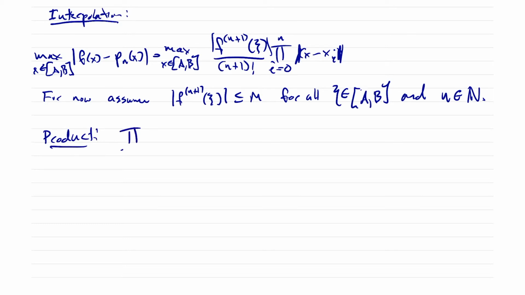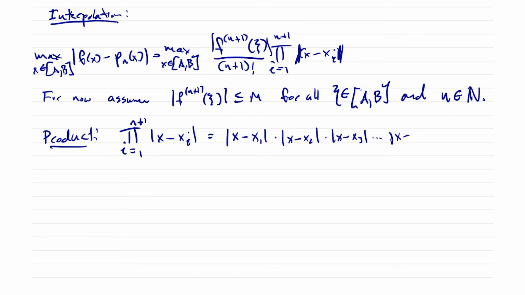So we have this product here, i equals 0 to n, or well, actually, in our notes, we're generally saying n plus 1 points. So we'll say plus 1 and put a 1 here, of the absolute value of x minus x_i. So what is this product? Well, basically, this is a product where we take x minus x1 times x minus x2 times x minus x3 all the way up to x minus x_{n+1}. So there's n terms.